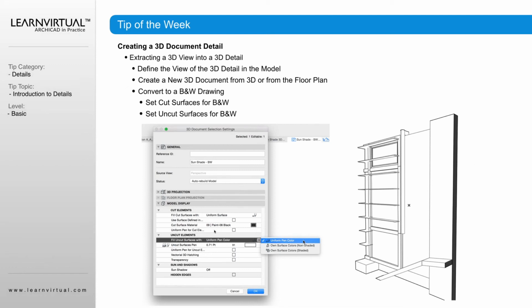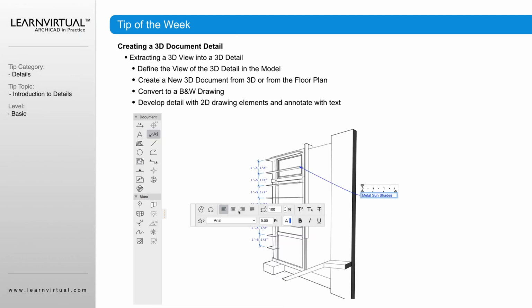You may have to come through here and hit the uniform pen for cut elements. Same thing for uniform pen for uncut elements to make sure all of our line work is coming in as black as well. So you're turning all of our model display settings into black and white options. And then once we have it there, we can start annotating and adding additional lines, fills, and 2D drafting to show the detail the way we want to see it.